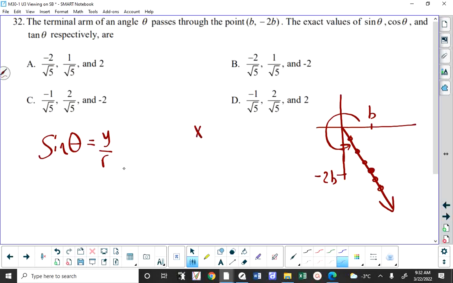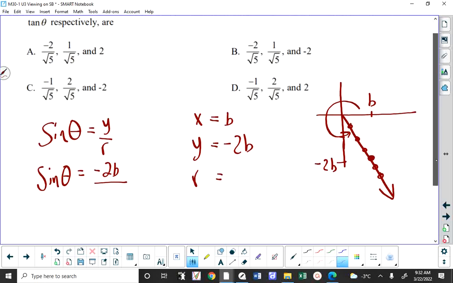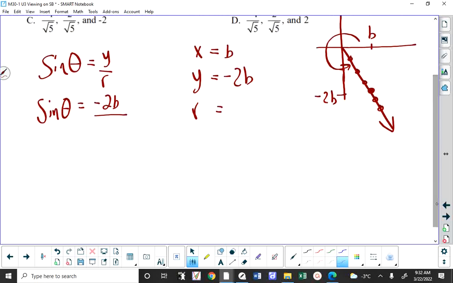We know that x is equal to b and y is equal to negative 2b. In order for us to find out what sine of theta is, we need to figure out what r is. So far, all we have here, Adrian, is that sine of theta is equal to y, which is negative 2b, over r. But we don't know r. So we're going to use the Pythagorean Theorem here to find r. In the context of coordinate trigonometry, again, this is the Pythagorean Theorem.